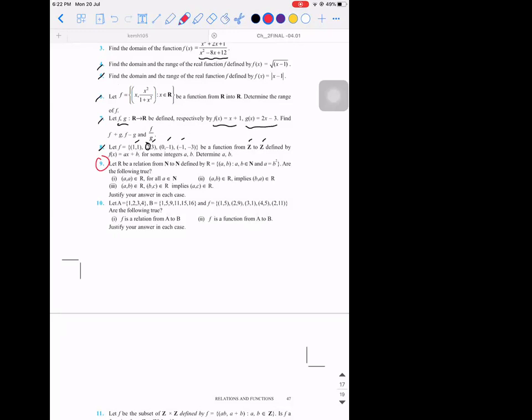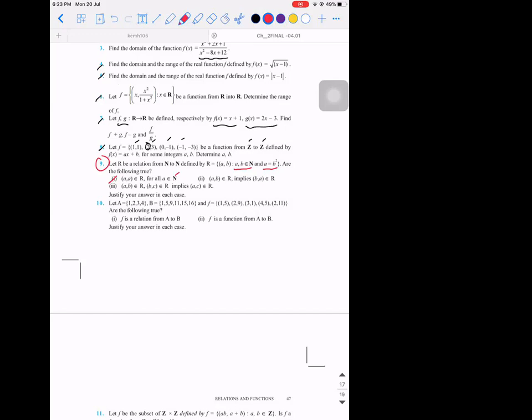So the 9th one is, let R be a relation from N to N defined by R is equal to (A, B), such that A and B belong to the natural numbers, and the relation between A and B is A is equal to B square. Are the following true? (A, A) belongs to R. Is it right? Yes, sir. Does (A, A) belong to the relation where A belongs to the natural numbers?